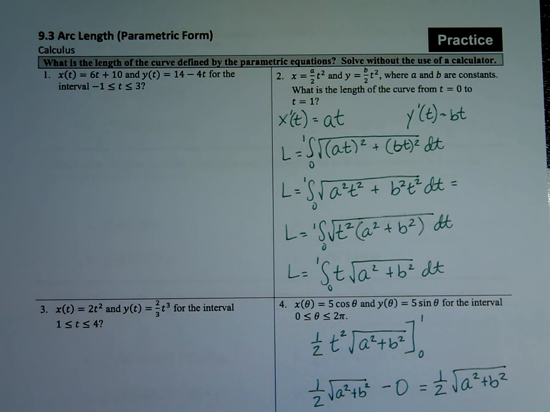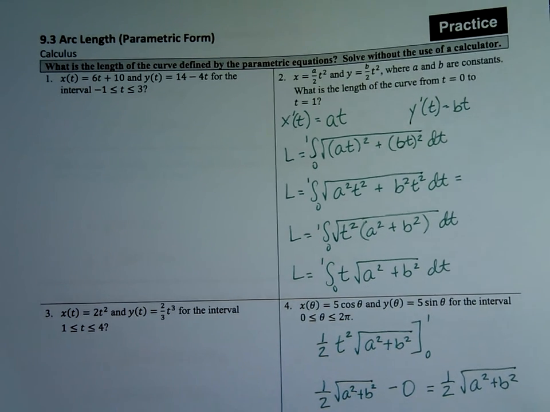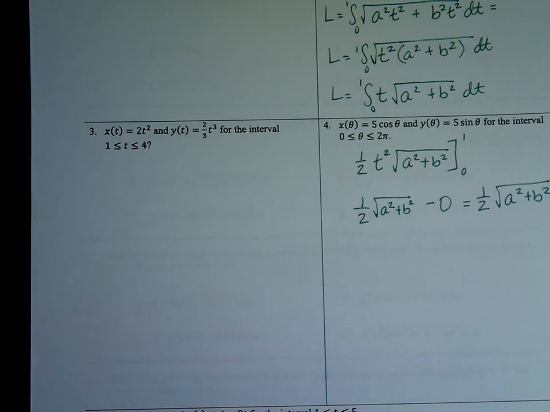Now that one's a little odd because it's got all these different variables in it, but really the only real variable is t. A's and b's are constant. And that's number 2. The next one I wanted to show you, and this is the last one, is number 3, and you'll see why I chose this one in just a minute.